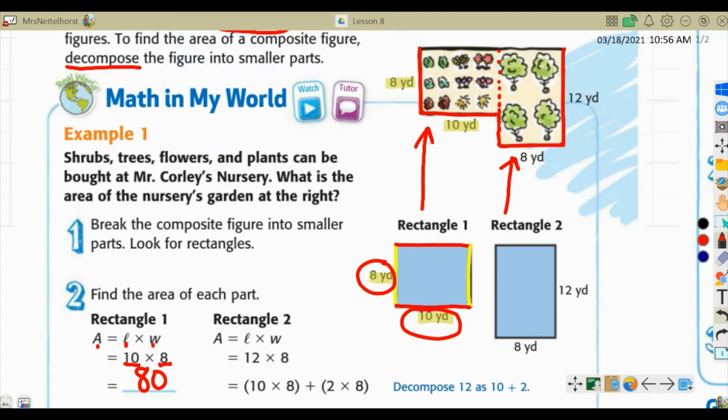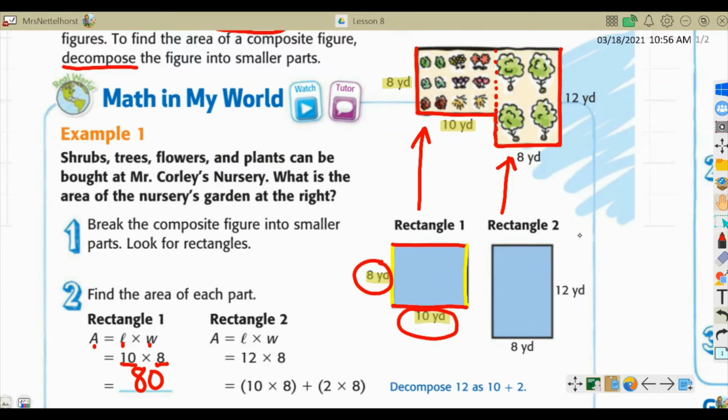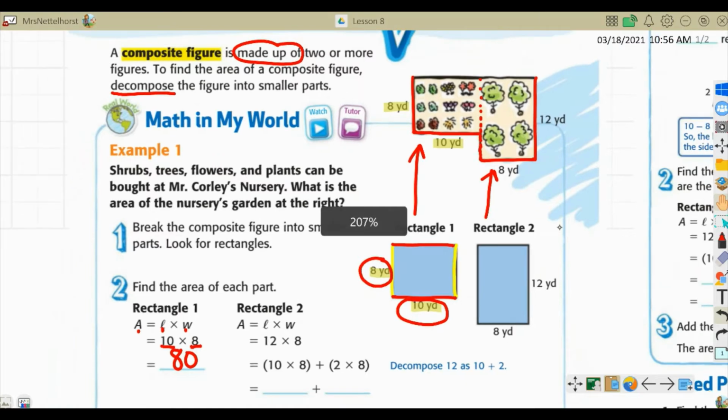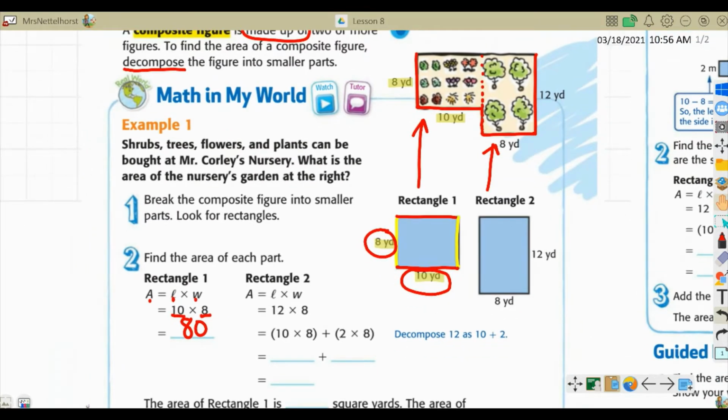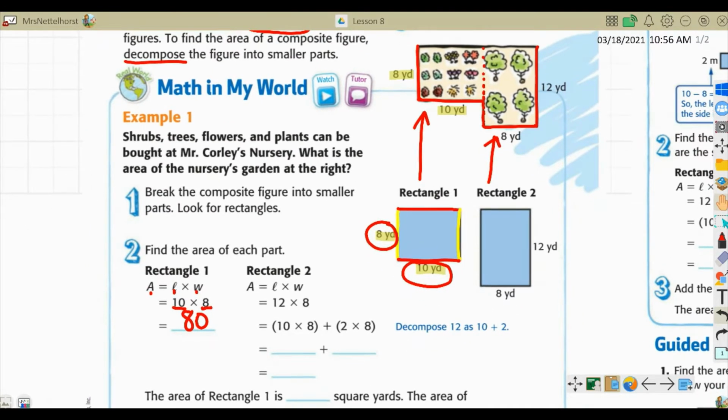Let me scroll. Let me move this out of the way. That'll work better. So we can still see everything. Oh, nope, I'm still going to need more. So let me go ahead and make it just a tad bit smaller so we can see our garden and we can see our problem both. Okay, good enough. Okay, so rectangle 2.